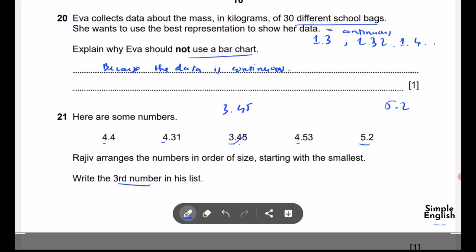So 4.4. Okay, the second smallest, this one, right? 3.31. How about 4.14 and 4.5? Of course, the next one must be 4.4, right? And the next one is 4.533. So the third number, 1, 2, 3, that is the one, right? The third number in the list means 4.4.